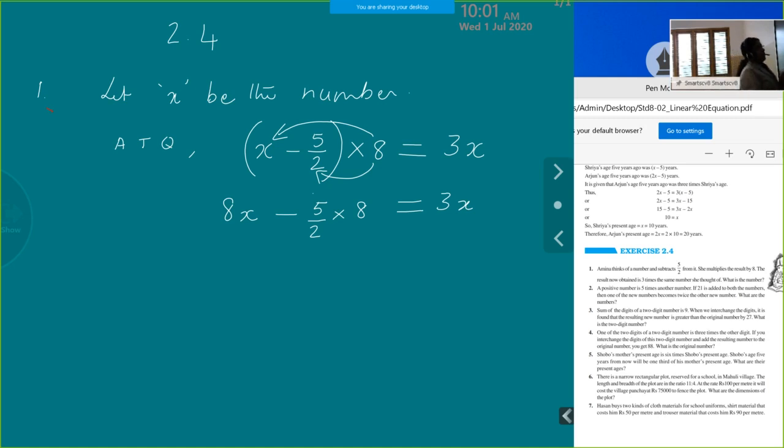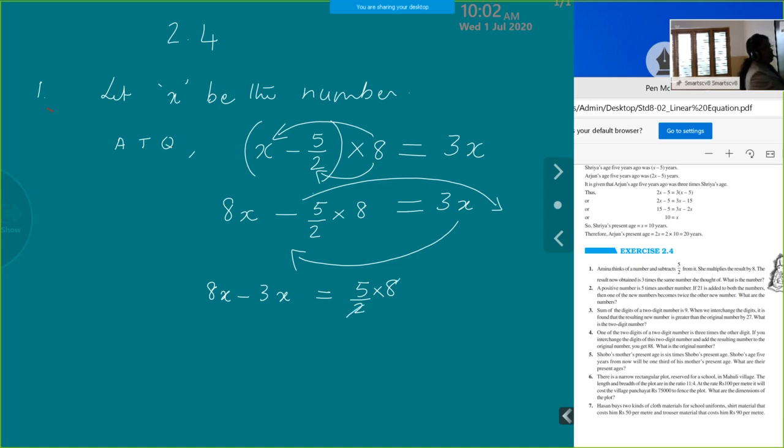Okay. Now I am going to collect the x terms together to one side of the equation. So I have 8x on LHS, 3x on the RHS. So I am going to bring the 3x to here. Now I have a constant, that is 5 by 2 into 8. When you simplify, you get 40 by 2. That is going to be taken to the right side. So this becomes 8x minus 3x is equal to 5 by 2 into 8.